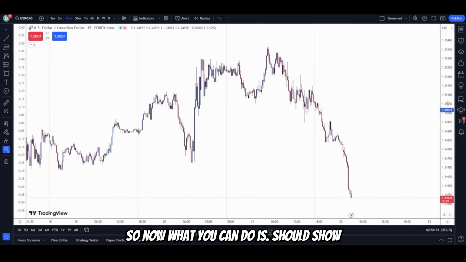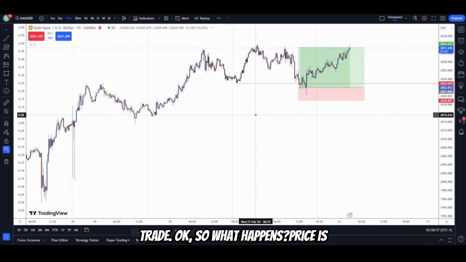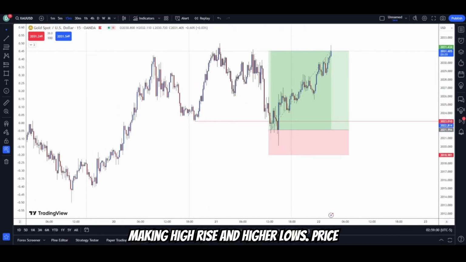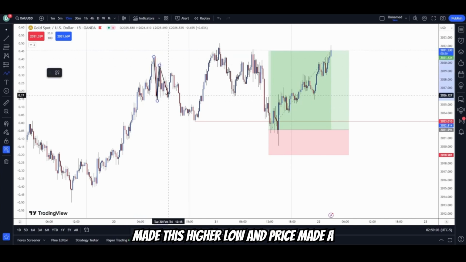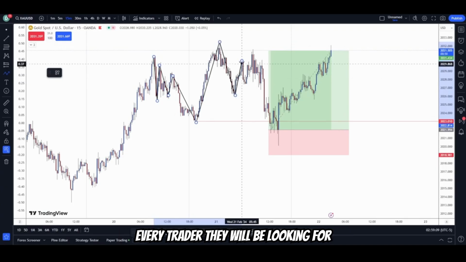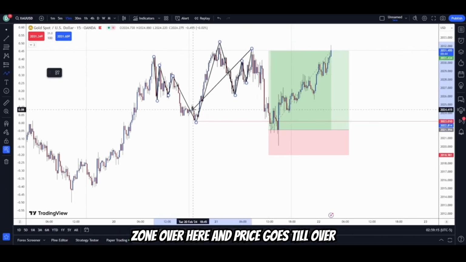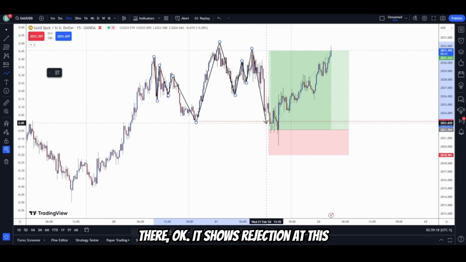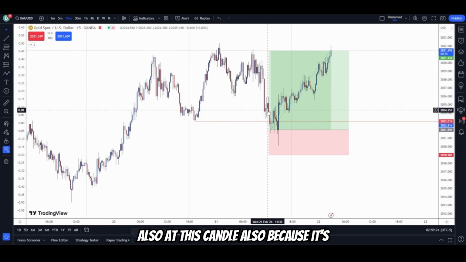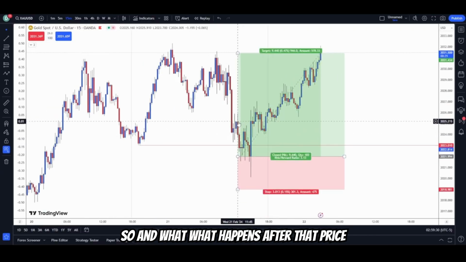So now what you can do is, I should show you the gold also. This one, the gold trade, okay? So what happens? Price was making higher highs and higher lows. Price made this higher low, and the price made a breakout of structure from this, and now every trader will be looking for buys at this level, right, at this zone over here, and price goes till over there, okay? It shows a rejection at this candle right over here, at this candle also, at this candle also, because it's like a type of doji candle. And what happens after that? Price gave a breakout.